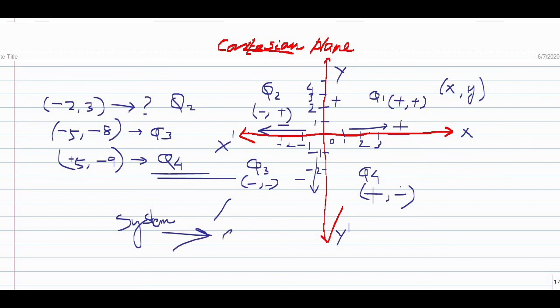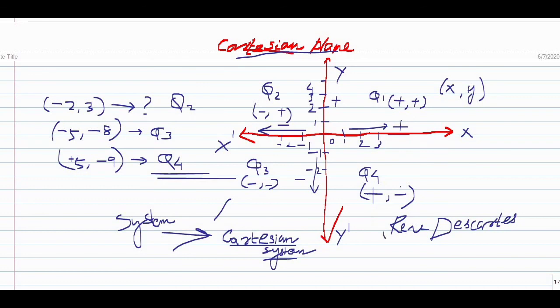So this system, which consists of a coordinate plane, is named as a coordinate system or Cartesian system, and the name Cartesian is to honor the mathematician René Descartes, who is considered as the prince of mathematics.